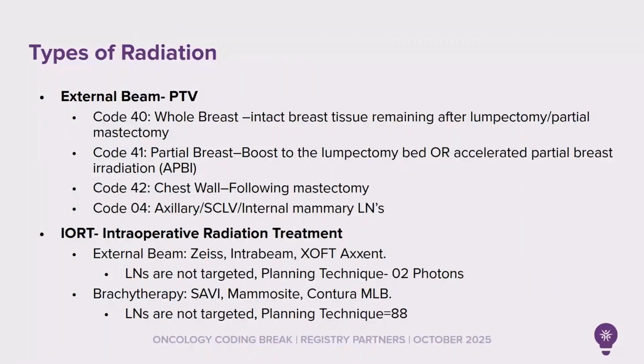We also have some options for IORT, which is intraoperative radiation treatment. That's done by external beam. The lymph nodes are not targeted, and the planning technique would be 02 for photons. And then brachytherapy, such as SAVI, Mammosite, or Contura MLB. The lymph nodes are also not targeted, but the planning technique is 88 per STORE.